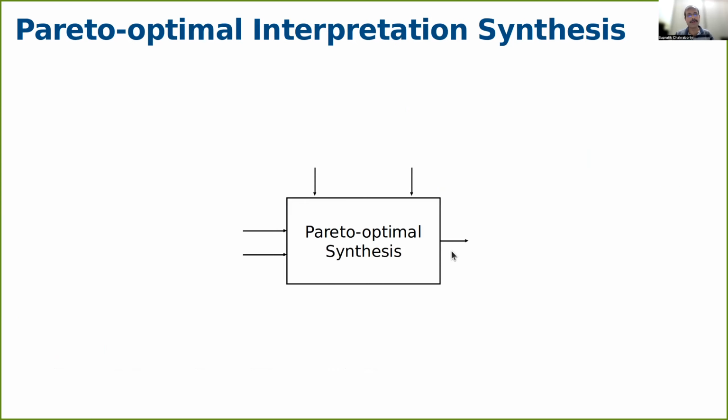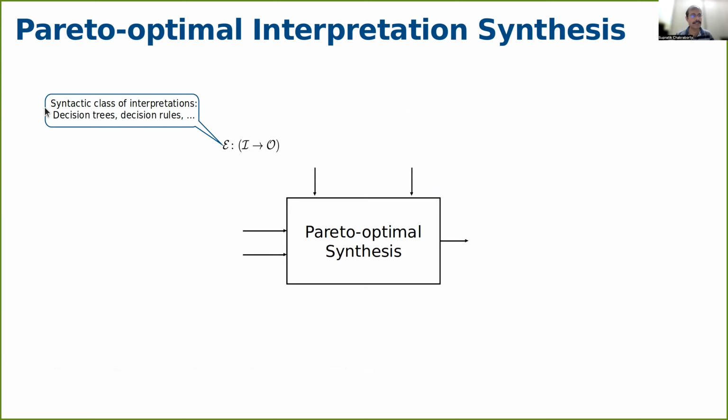Okay, so this is our Pareto-optimal interpretation synthesis problem. We have a class of interpretations. This is a syntactic class, which could be decision trees, decision rules, which could be saying what predicates you use, or all kinds of things. You could say that I do not want trees which have very large fan outs at the decision nodes. Or maybe it is okay to have very large fan outs towards the root, but not later as we come down towards the leaves. So this is a syntactic class of interpretations.